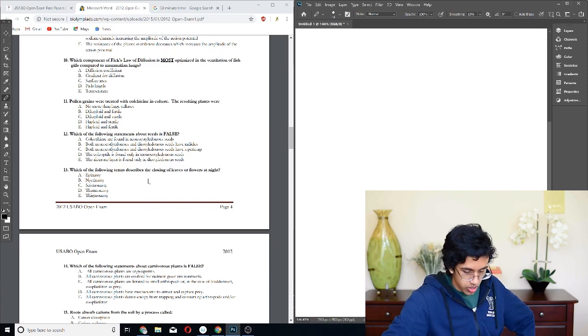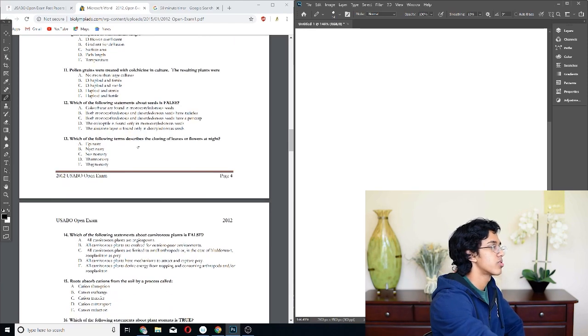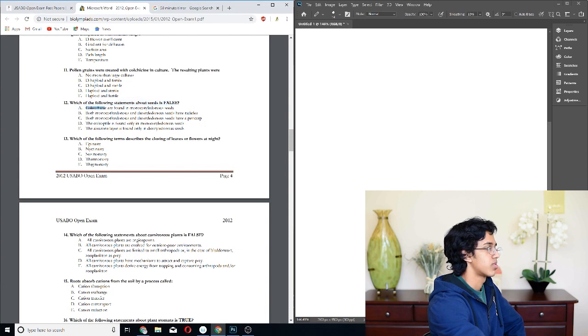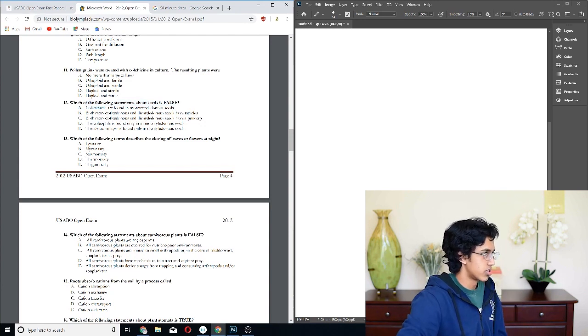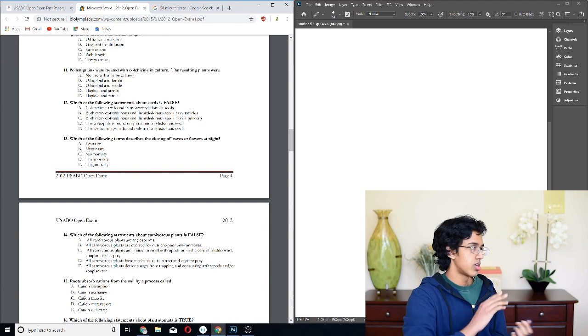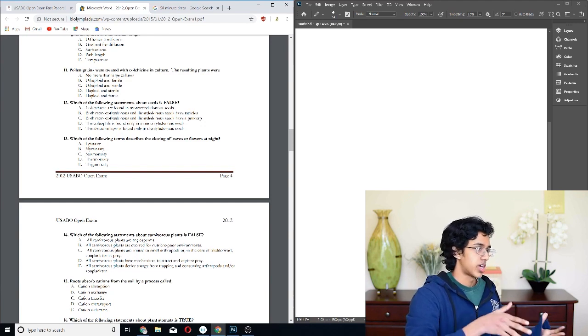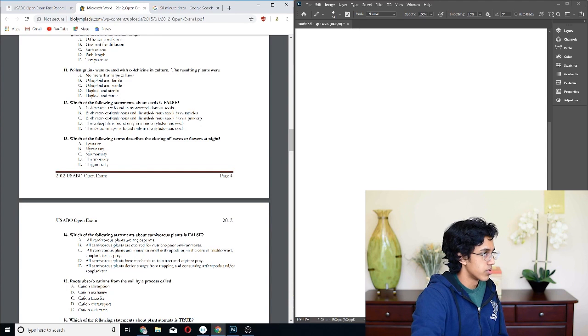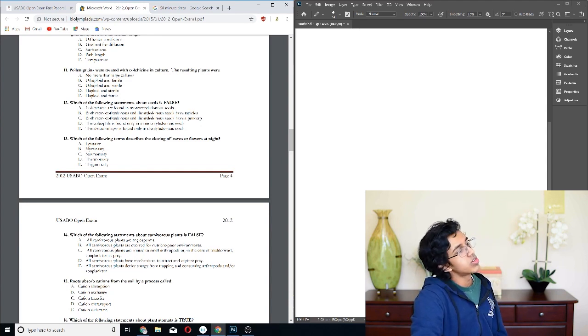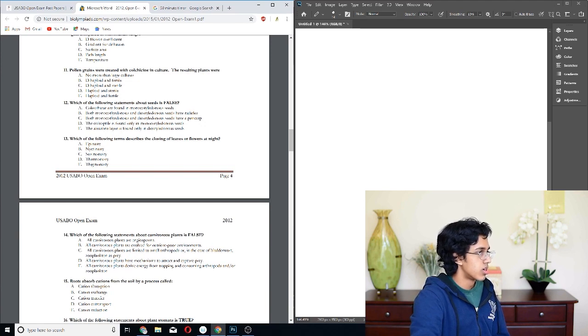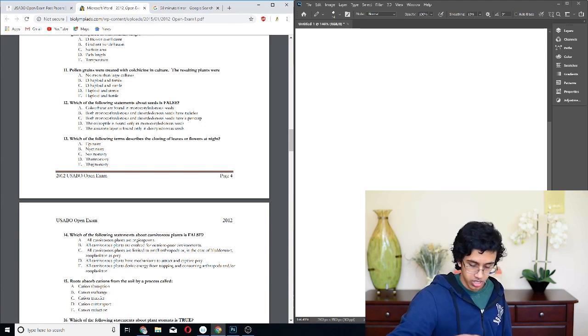Okay, 12. What are the following statements about seeds? Coleorrhiza are found in monocotyledonous seeds. So this is basically a root cap. That might not be right because monocots basically have fibrous roots, so they don't have a main tap root. Okay, yeah, both have radicles for sure. Have a pericarp. Is pericarp... No, wait, I'm like 99% sure pericarp is the wall of the fruit, not the wall of the seed. Okay, we're gonna go with C, because that seems wrong.